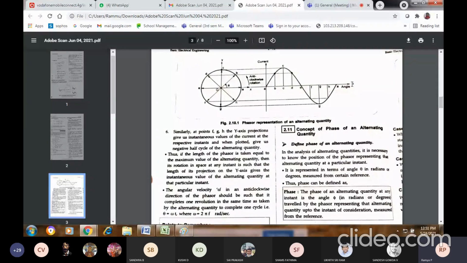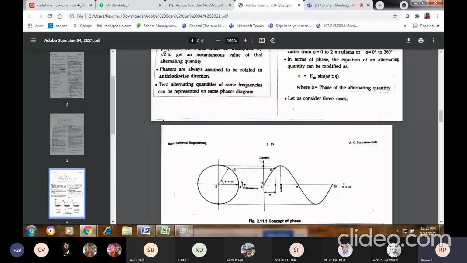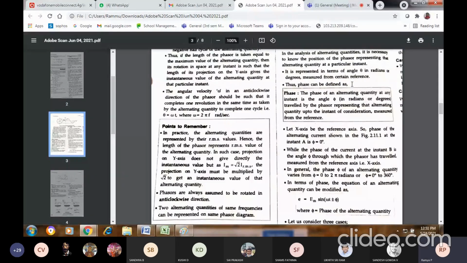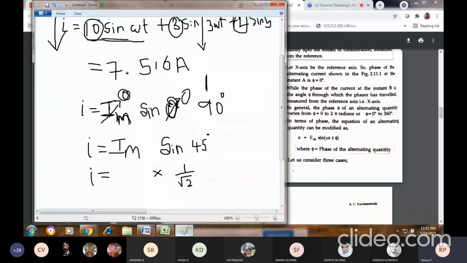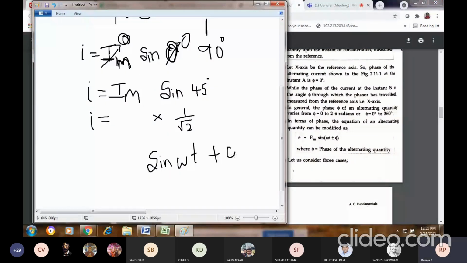Just now I have given you one particular problem where you have to remember one symbol. Just now in the class I have told you. When I was explaining about the current, you got something like sine omega t plus phi. This phi is nothing but my phase angle. So this phase angle I am going to explain now. This is nothing but phase angle phi.